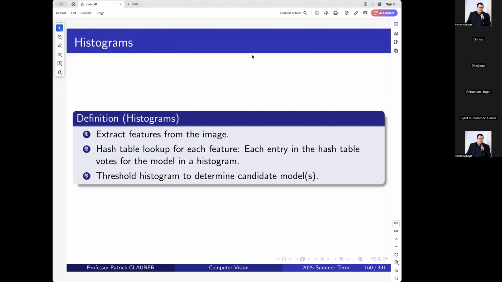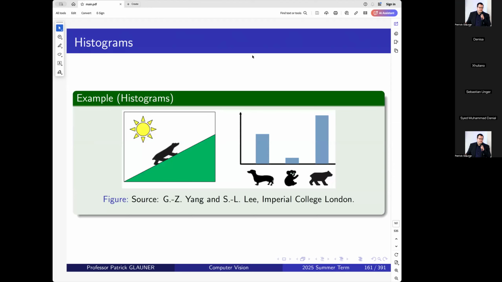We could also work with histograms. The idea of what we do here with histograms is we would extract different features from the image. We would use some feature detectors for this use case. And then we would try to build a lookup table for each feature. Concretely, we would use a hash table, and each entry in the hash table would vote for the model in the histogram. And then we would use a threshold histogram to determine candidate models. What does that mean? Imagine we have this image here, some flag of some country.